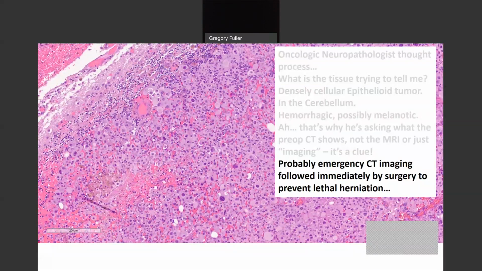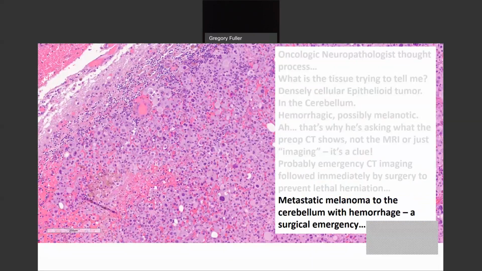And when there's a big mass expanding rapidly of blood, the brain's going to have to squirt out the top, upward transtentorial herniation, or down the bottom to the foramen magnum, and they are both tonsillar herniation. They are both bad. How about, since it's epithelioid and there may be pigment and it's hemorrhagic, how about metastatic melanoma to the cerebellum with hemorrhage, a surgical emergency? That is the story that I was looking for, attention to detail.